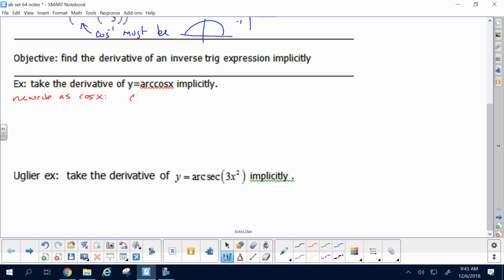Okay, now that's what I mean by implicit. Isn't this the same as cosine of y equals x? That's an implicit equation. Y is implied now, not explicitly clearly stated, solved for. Now it's an implied y. Now I can take the derivative with respect to x.